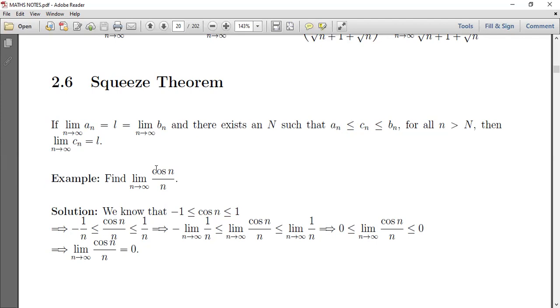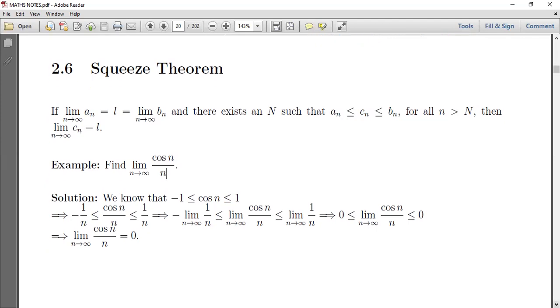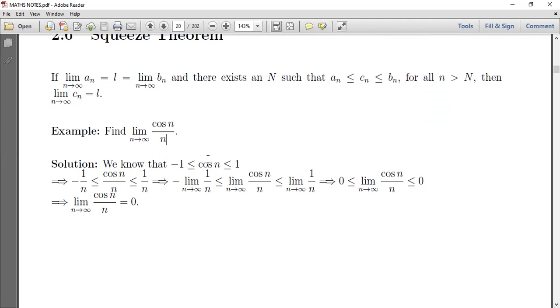Okay, we use this theorem to simplify limits of functions like cos n over n. Let's look at cos n over n. We know from the graph of the cosine wave that the cosine function is always between -1 and 1. But we want to find the limit of cos n over n. So can we divide by n throughout this inequality? We are starting with this inequality that we know. So divide by n throughout. We know that -1 over n is less than cos n over n, which is less than 1 over n.